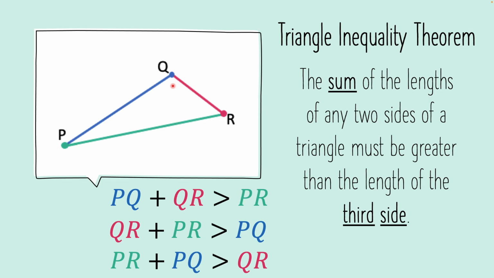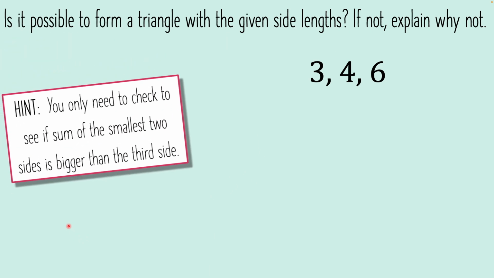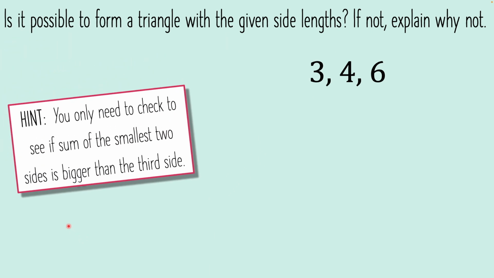Once again, we find ourselves swimming in alphabet soup, so let's put some numbers to this and see how it works out. Is it possible to form a triangle with the given side lengths? If not, explain why not. All right, so here's a hint. You only need to check to see if the sum of the smallest two sides is bigger than the third side. So for these three side lengths, 3 and 4, those are the little guys.